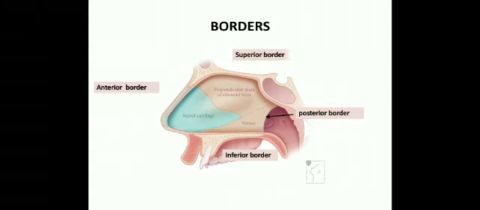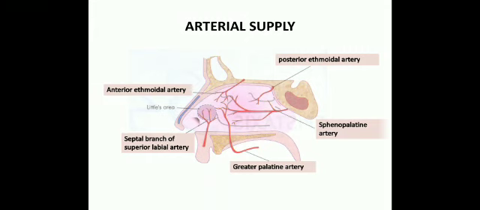It is having four borders: the superior border, the inferior border, the anterior border, and the posterior border. The arterial supply of the nasal septum can be divided into four quadrants, that is anterosuperior, posterosuperior, anteroinferior and posteroinferior. Anterosuperiorly it is supplied by the anterior ethmoidal artery.